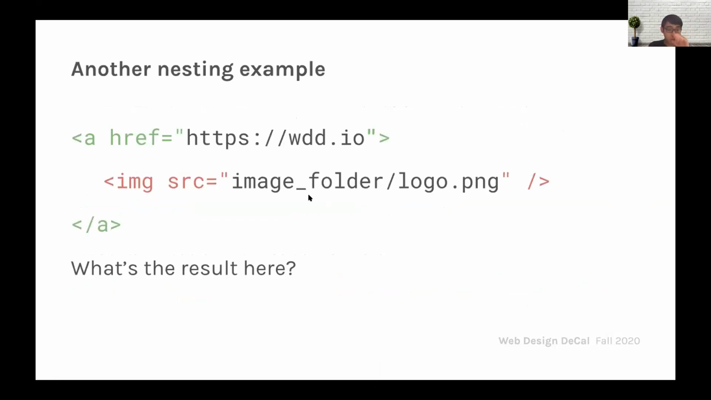Another nesting example, we can actually put an image inside of a link. And in this case, because the image is nested inside, if we click on the image, it'll actually redirect us to the wd.io link, which is within the href attribute of the anchor tag.